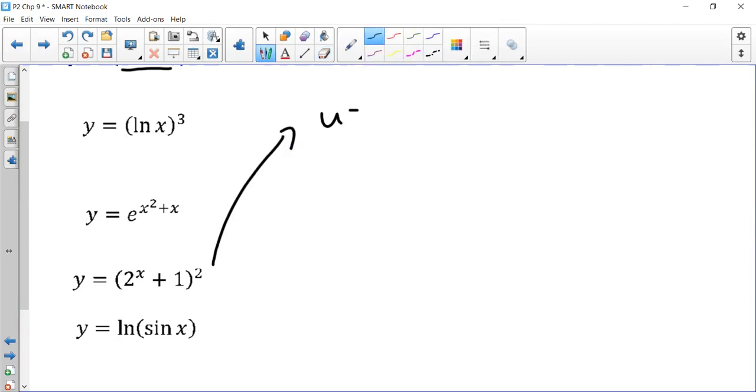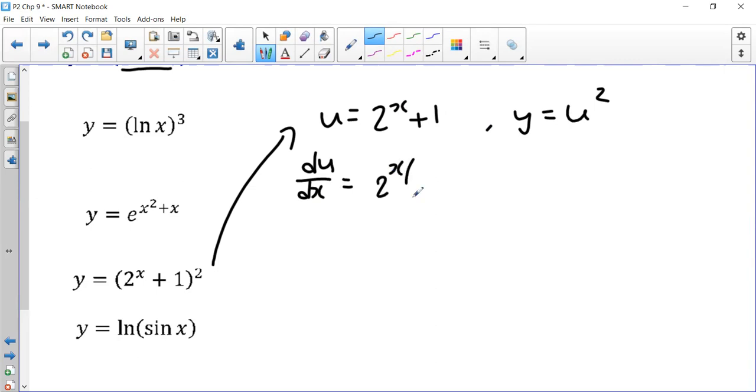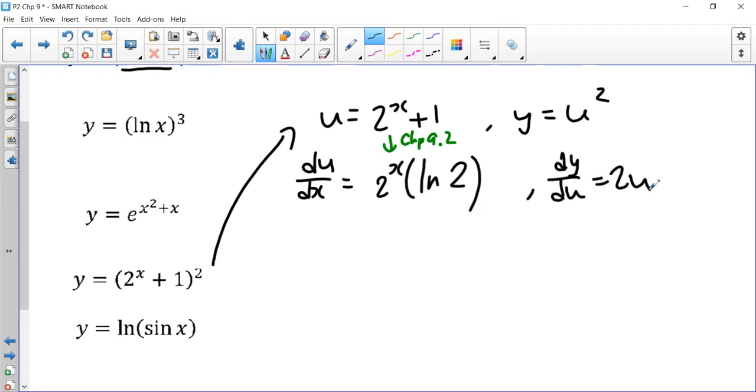Right, question 4. So we know u is 2 to the power of x plus 1 and y equals u squared. du by dx: differentiating a to the power of x is a to the power of x ln a. Now this is chapter 9.2, about differentiating a to the power of x. Differentiating 1 is 0, so the derivative is just 2 to the power of x ln 2. Next one, dy by du is 2u. So the final result, dy by dx equals, multiply them together.